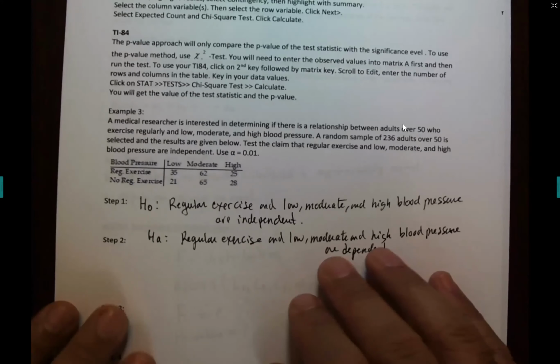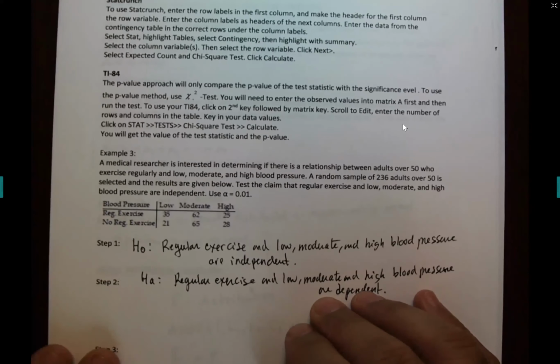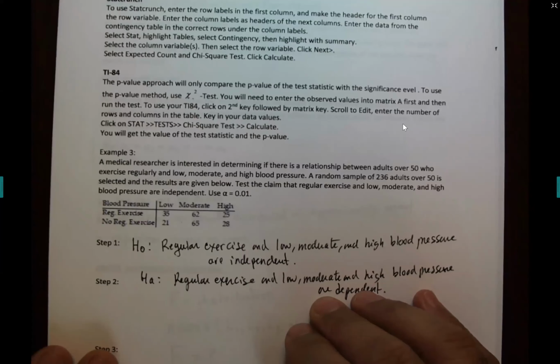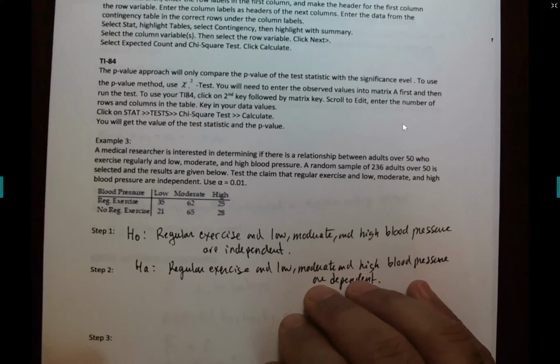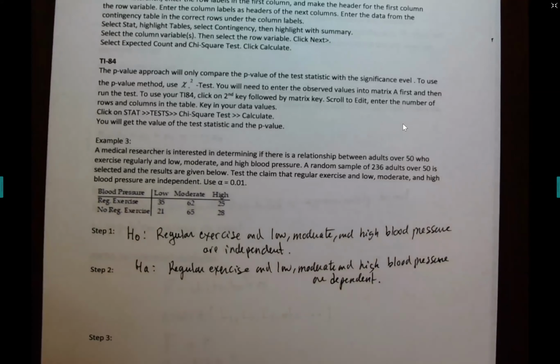StatCrunch, I gave you information on how to use StatCrunch to perform this test. And I also put the details on how to use the calculator, but we're gonna perform the details on using the calculator right now. So we have this example about a medical researcher who is interested in seeing if there is a relationship between whether people exercise regularly and their low, moderate, and high blood pressure.